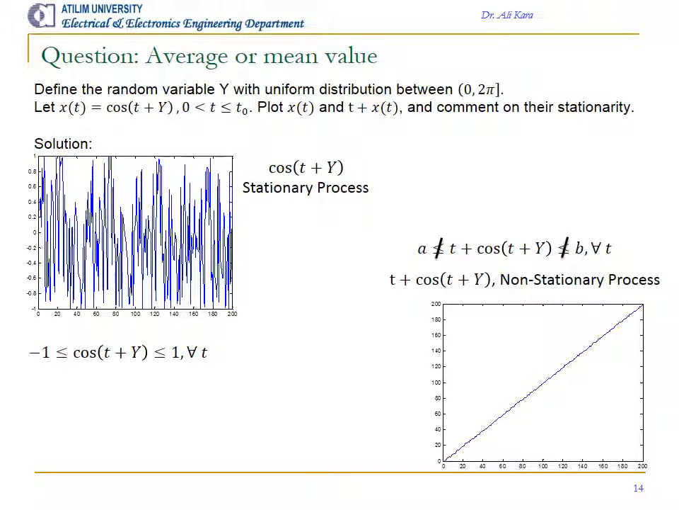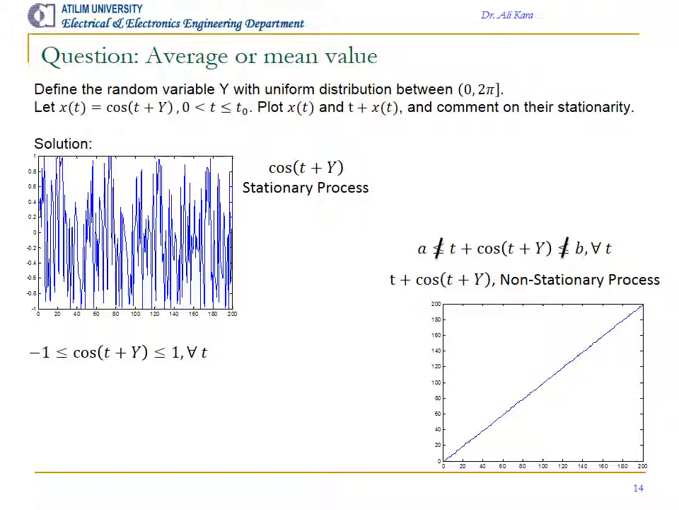Define the random variable y with uniform distribution between 0 and 2 pi. Let x of t equal cosine of t plus y for some time interval t 0. Plot x of t and t plus x of t. Comment on their stationarity. Solution: the two cases, as graphically seen, are not the same in the sense of stationarity.